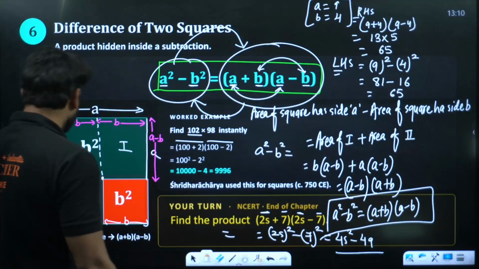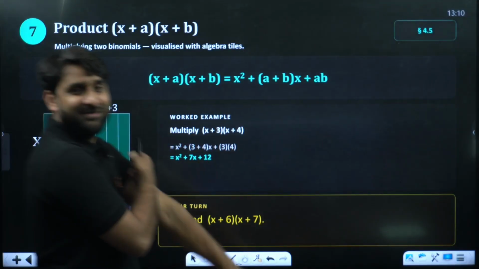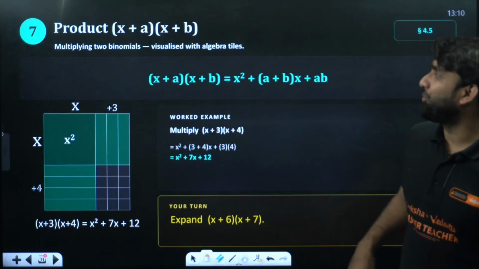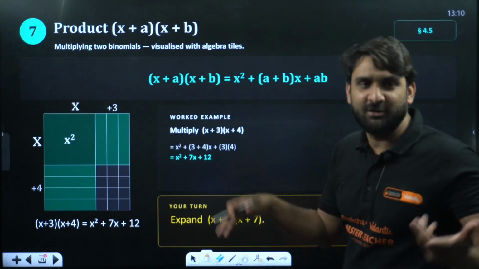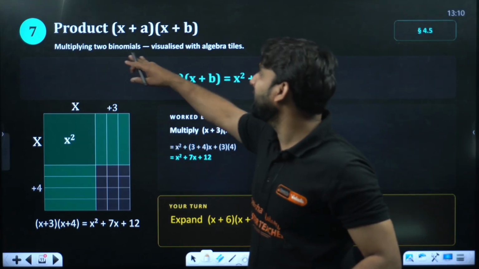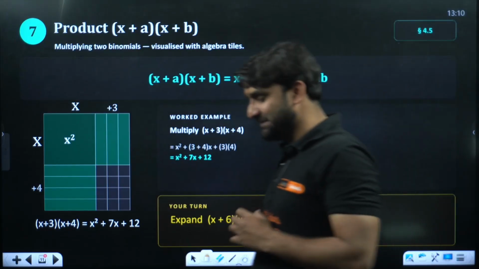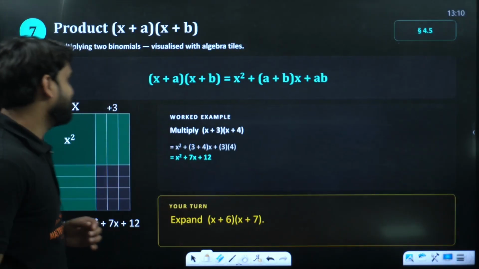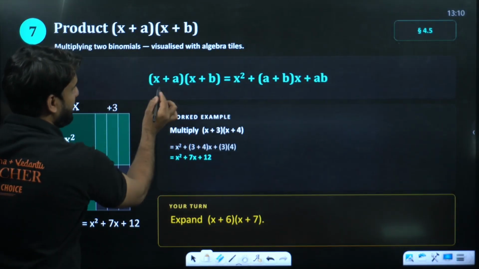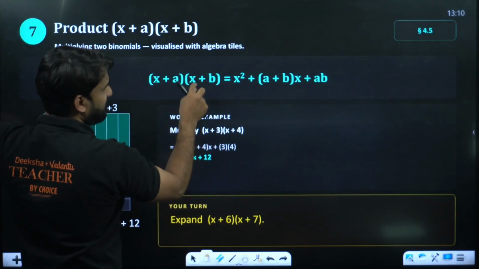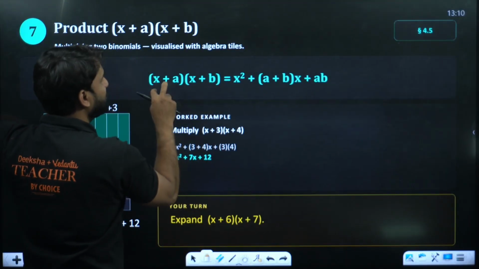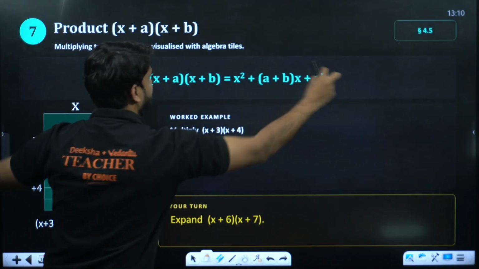Moving ahead. Oh, wow. Oh, powerful. Now product of x plus a and x plus b. So x is a variable and a and b are any numbers, any constants. So multiplying two binomials visualized with algebra tiles. This is very interesting. So my dear, when you multiply x plus some number and the other bracket is x plus another number, the expression will expand in this format.